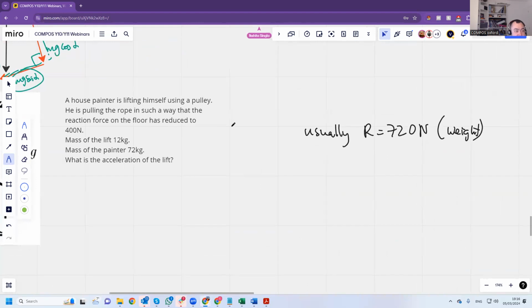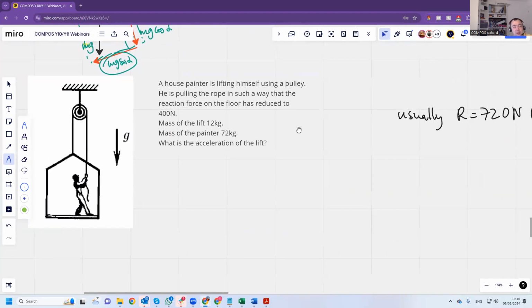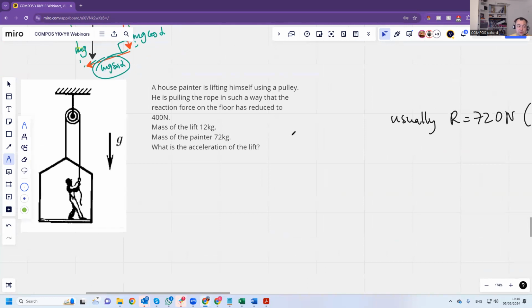Usually 720. Okay, so 400 newtons, it kind of makes sense. If you're pulling on the rope, the reaction force is going to be lower, right? Because you're pulling yourself up. And okay, so what we need to do is draw a free body diagram, and this is how important this is. You always draw one object. You just draw the painter.